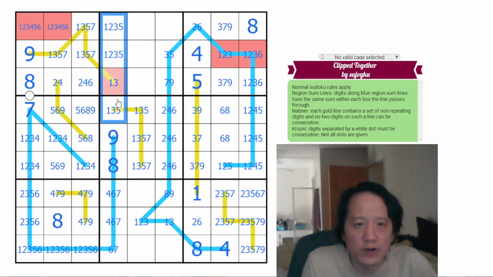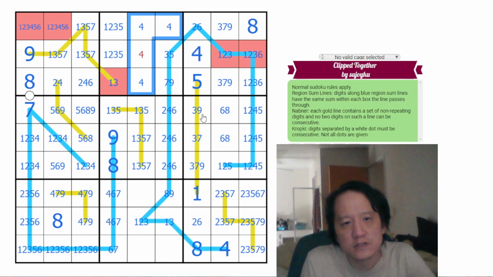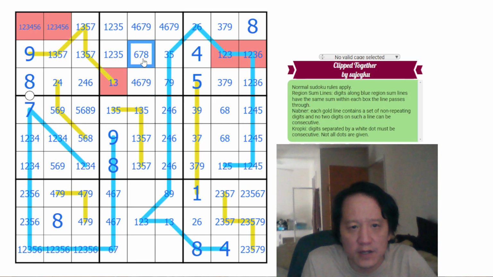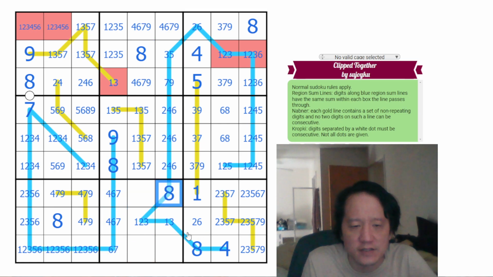7. Okay, so we have 1, 2, 3, 5. This is 3 and 5. So this cannot be 1, 2, 3, or 5. So we have 4, 6, 7, 8, and 9. Obviously, this can't be 8. This can't be 4 and 9. This can't be 8. So the 8 has to be over here. So there has to be 8, which means that can't be 8. This can't be 8. Therefore, this has to be 8, which means this is 1, 3. So there's no 3 here. There's no 3 here.